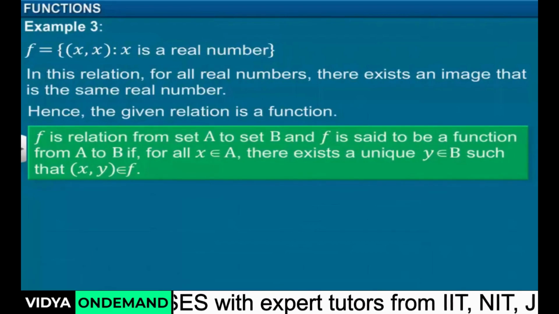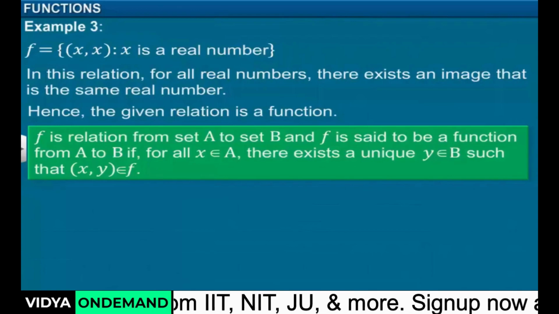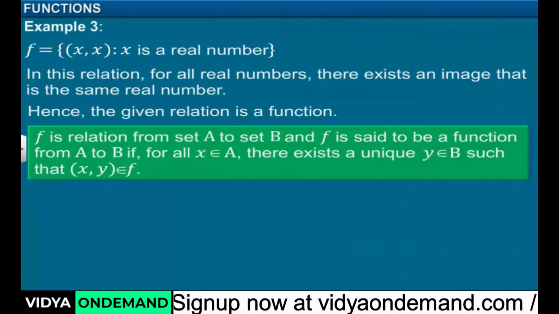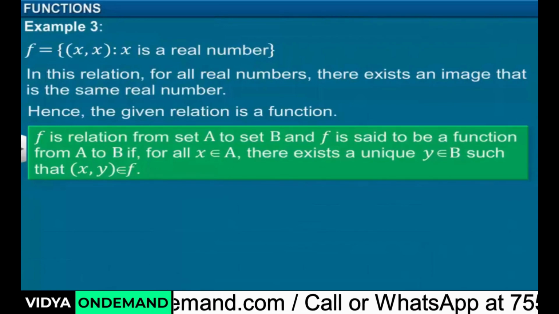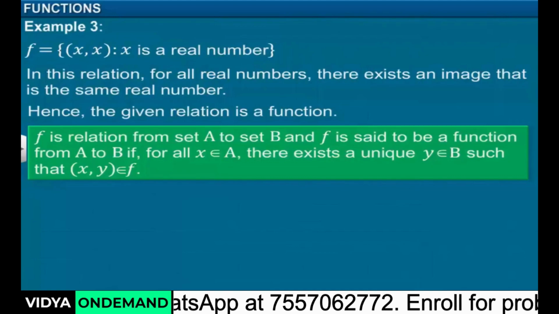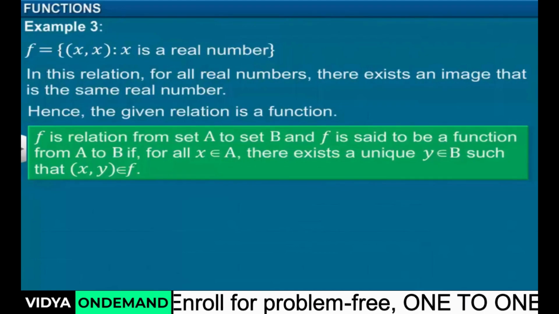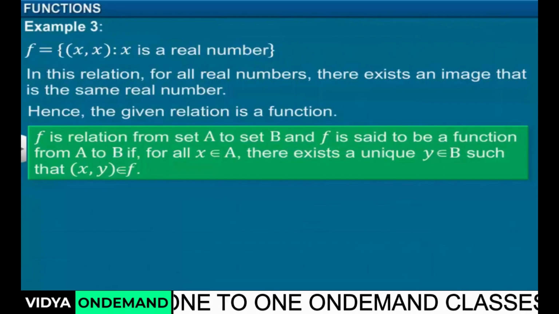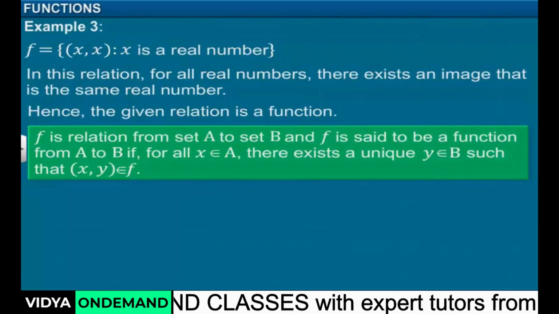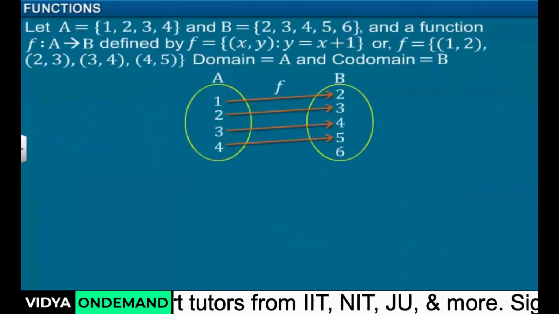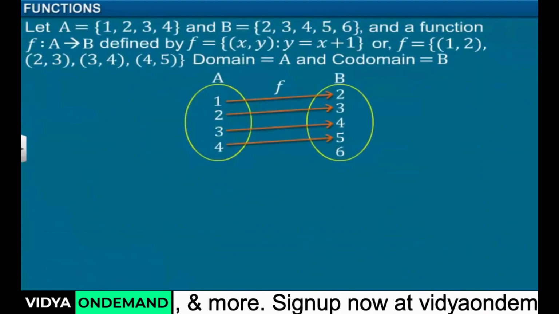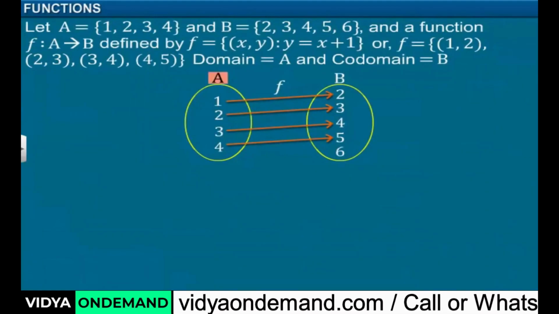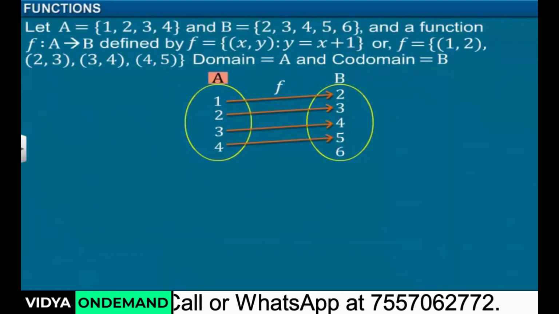If for all x belonging to A, there exists a unique y belonging to B, such that the ordered pair x, y belongs to f. Let f be a function from set A to set B. Then, set A is known as the domain of the function, and set B is known as codomain of the function.